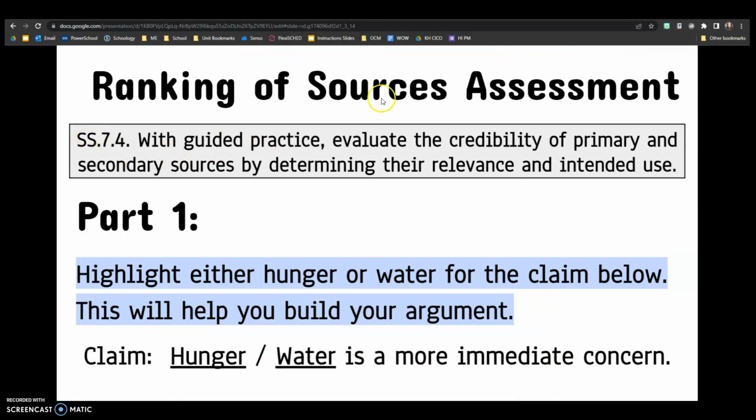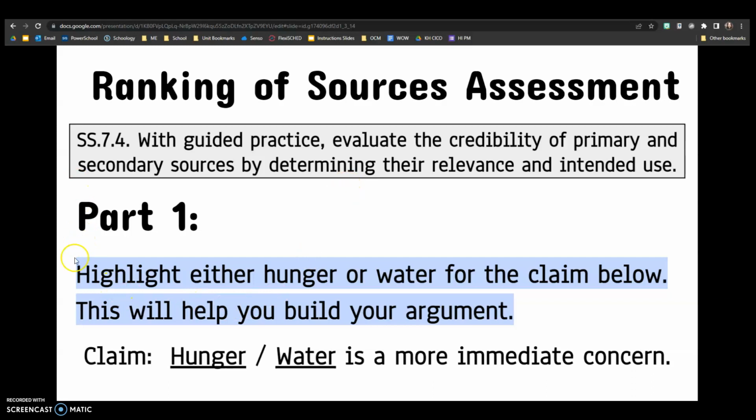So when you open it up, it tells you the standard that we're looking at, which is 7.4. With guided practice, evaluate the credibility of primary and secondary sources by determining their relevance and intended use. So basically, we are going to be looking back through our credibility checks, and you guys are going to be ranking them based on how credible they are.